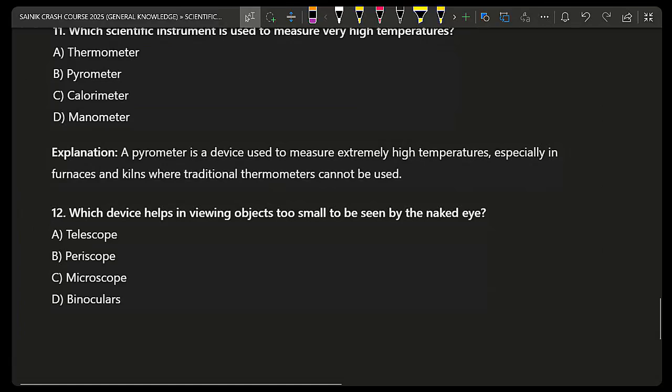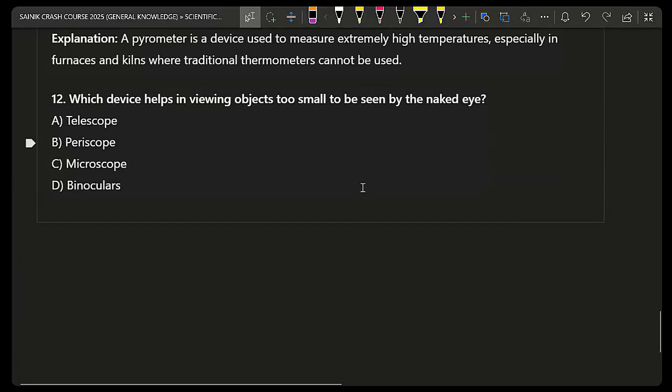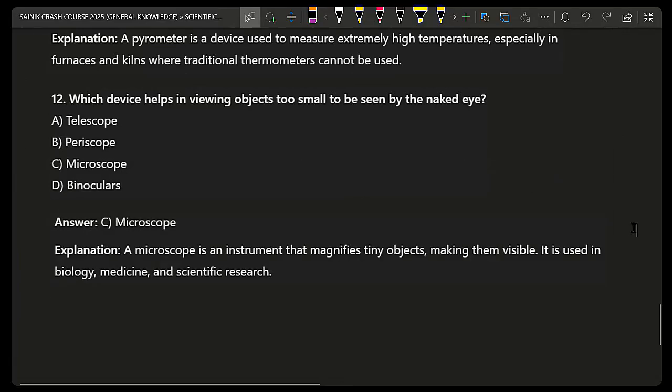So 22 students gave the correct answer. Very good. So the answer for this is microscope. A microscope is an instrument that magnifies tiny objects. Tiny means very small, making them visible. It is used in biology, medicine, scientific research also. Next question.